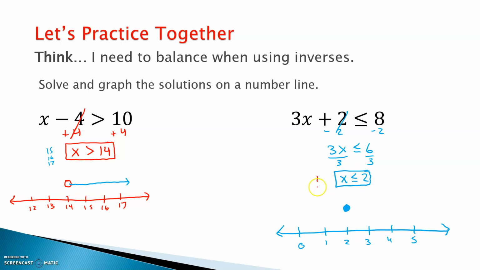1 is less than 2. Something like 0. 0 is less than 2. Negative 1 is less than 2. Where are all these numbers located? They're located to the left, so we draw an arrow going towards the left.